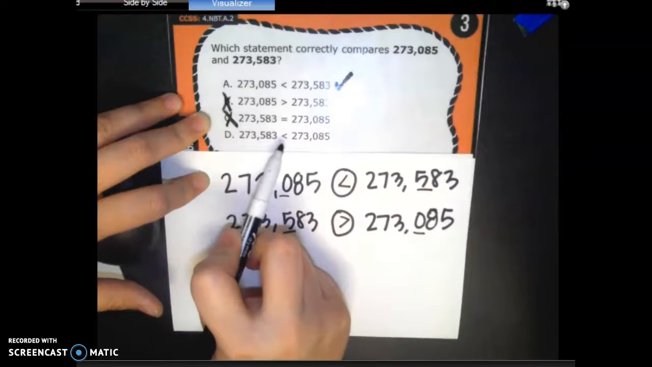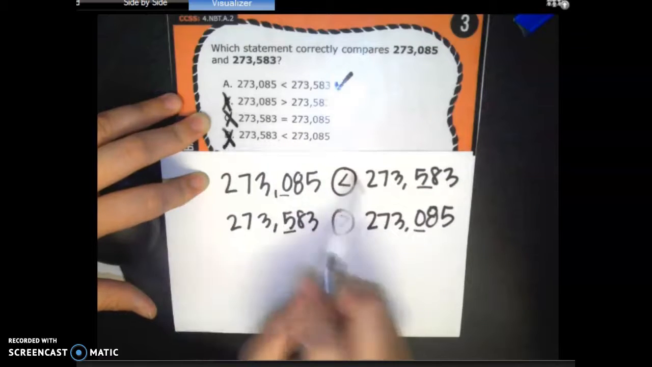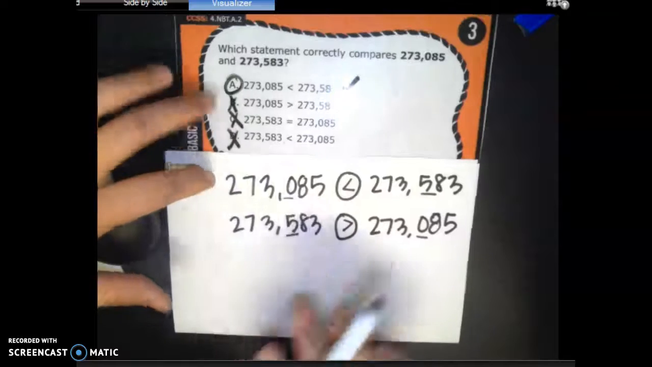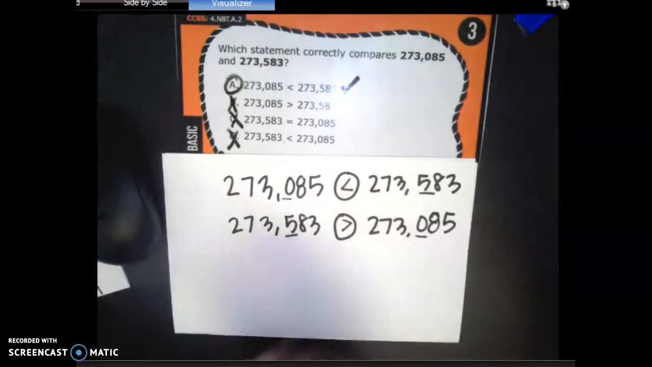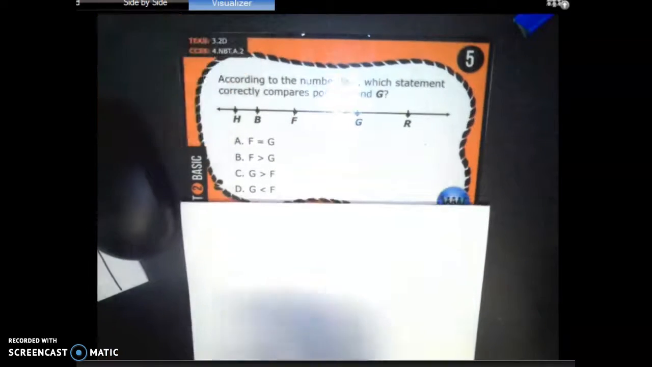273,583 is less than 273,085. We know that's not true. The only one that completely matches one of these is letter A. And we're going to look at one more card, and then I'm going to give you a chance to practice doing this. So let's look at this one.